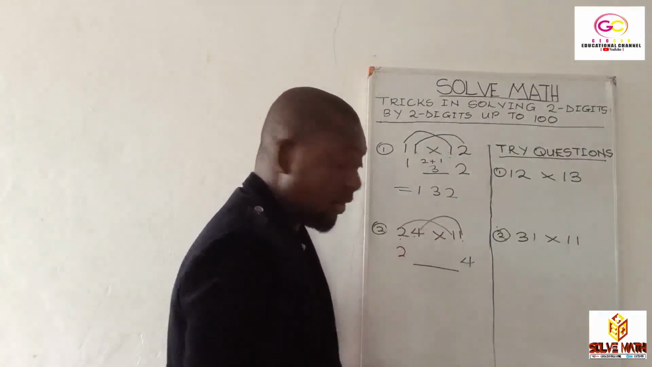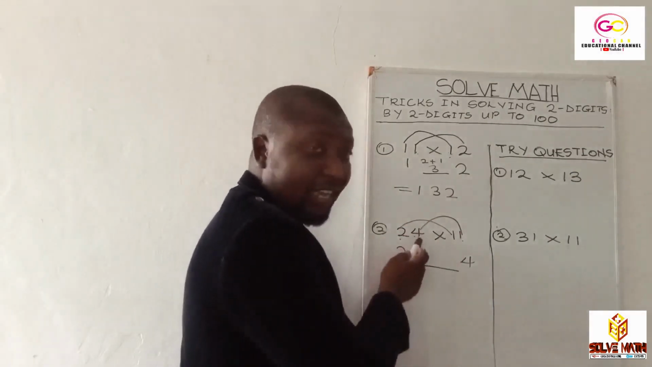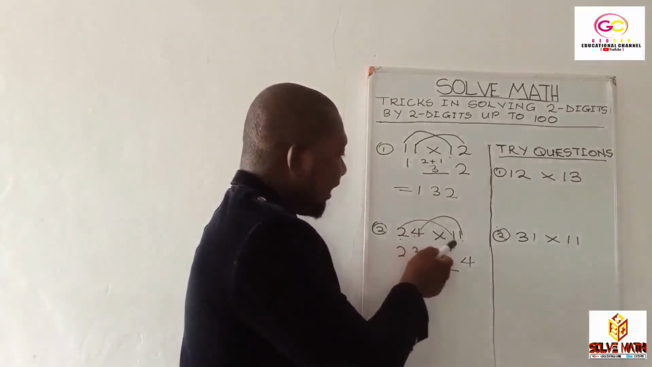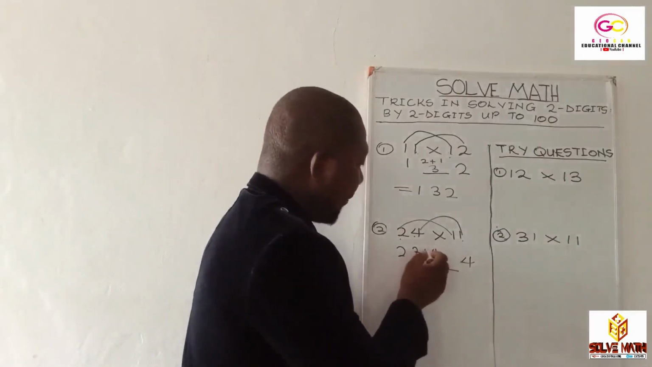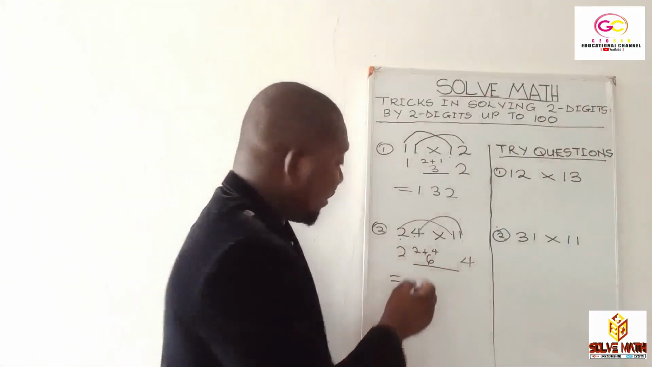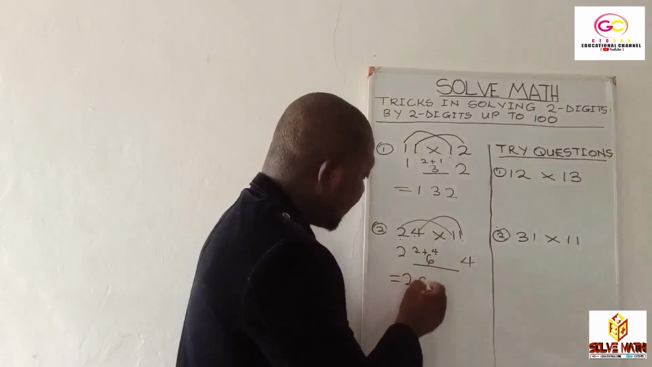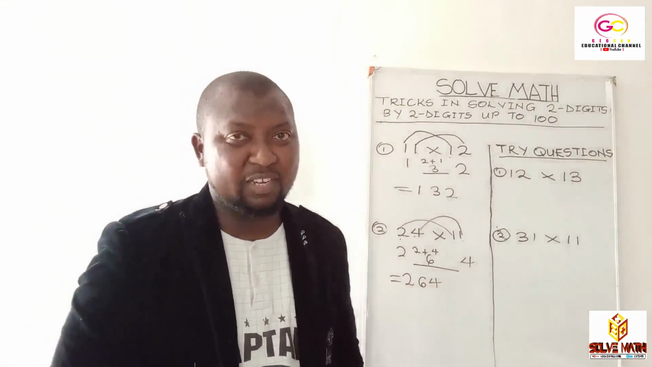So 2 times 1 will give you 2. Plus your second digit here is what? 4. It should multiply the first digit here, right? So 4 times 1, which will give you 4. Good. Meaning 2 plus 4 will give you 6. So what it means is that 24 times 11 will give you 264. Voila, easy as ABCD. I hope you got it, right?